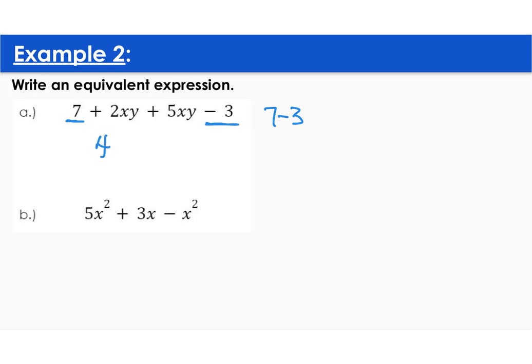Now I need to look and see if there are any other like terms. In here, I have a variable with x, y together and x, y together. So I can put those together. So I can say 2xy plus 5xy. And when I put those together, that equals 7xy.